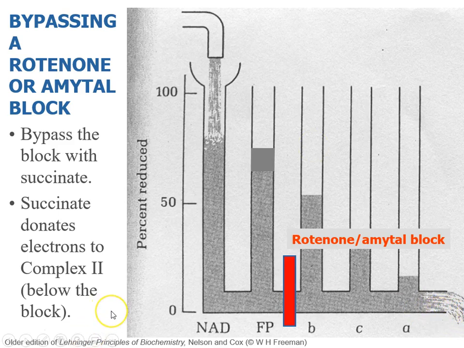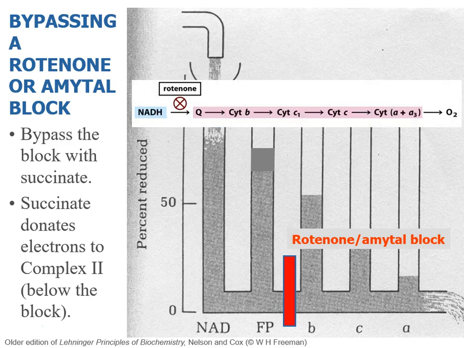So biochemically, if you had added rotenone or amytal to your culture, you would see that electron transport was blocked. But then if you added succinate, succinate could donate electrons to complex 2, which is below the block, and then complex 2 would donate its electrons to coenzyme Q, and you would get around the block that way. So here's another way of visualizing it: we have this block right here of rotenone or amytal, but succinate would give its electrons to FAD and then coenzyme Q, and you'd be able to continue the electron transport chain in the place highlighted in pink.